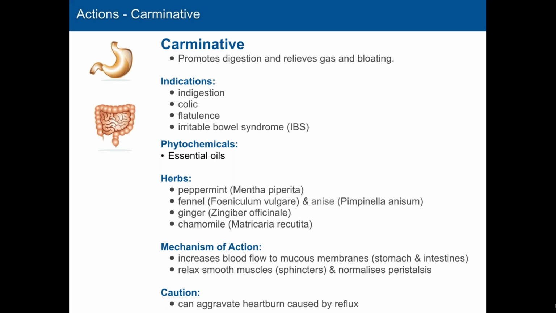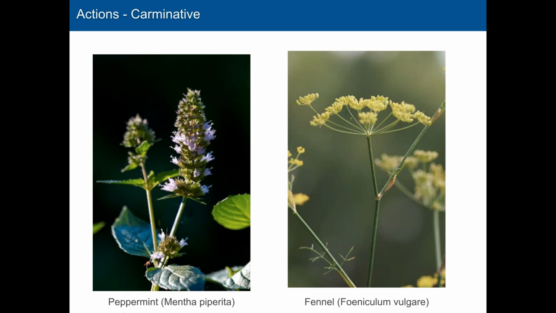And there you go. So as I mentioned, how do they work? Increase blood flow to the intestinal tract, relax smooth muscles, especially those sphincters, and they can normalize peristalsis. And also, don't drink a bunch of sambuca and then go to bed shortly afterwards if you've overeaten, because you will get reflux. Okay.